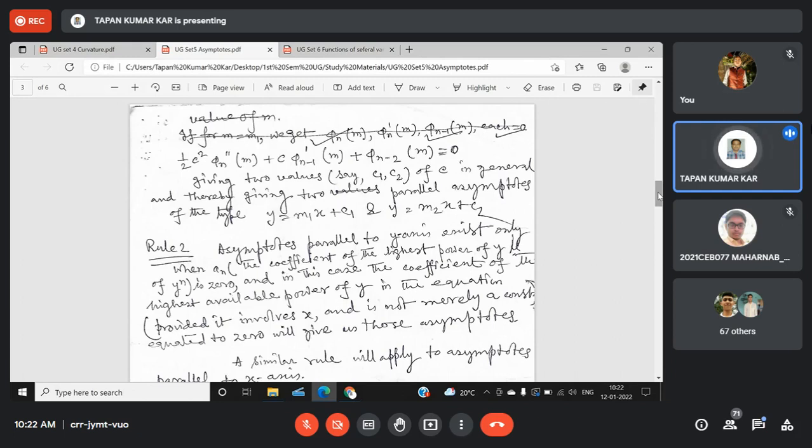Then find whether x cube is present or not in the given problem. If x cube is not present, means there are asymptotes parallel to the x-axis. Again, find the highest available power of x. Take the coefficient of that power and set it equal to 0. You will get the asymptotes parallel to the x-axis.